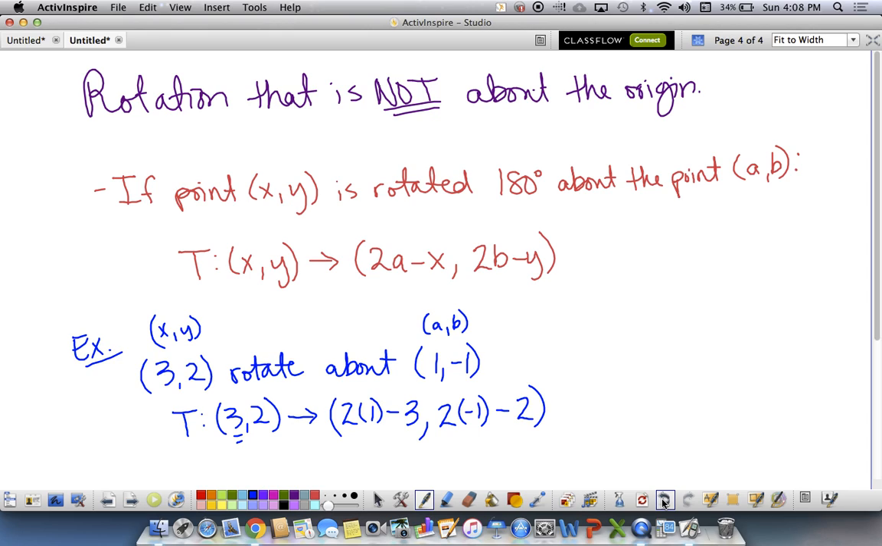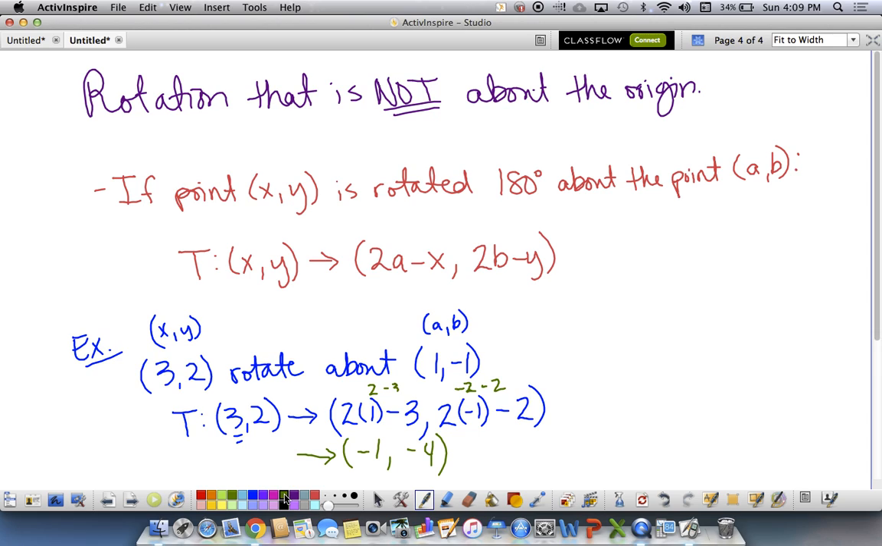Okay? And you have to solve this piece. You have to solve, what's 2 times 1? Minus 3. So really, what is 2 minus 3? Negative 1. 2 times negative 1 is negative 2. What's negative 2 minus 2? It's negative 4. Okay? So this point that was 3, 2 is going to map to be negative 1, negative 4.